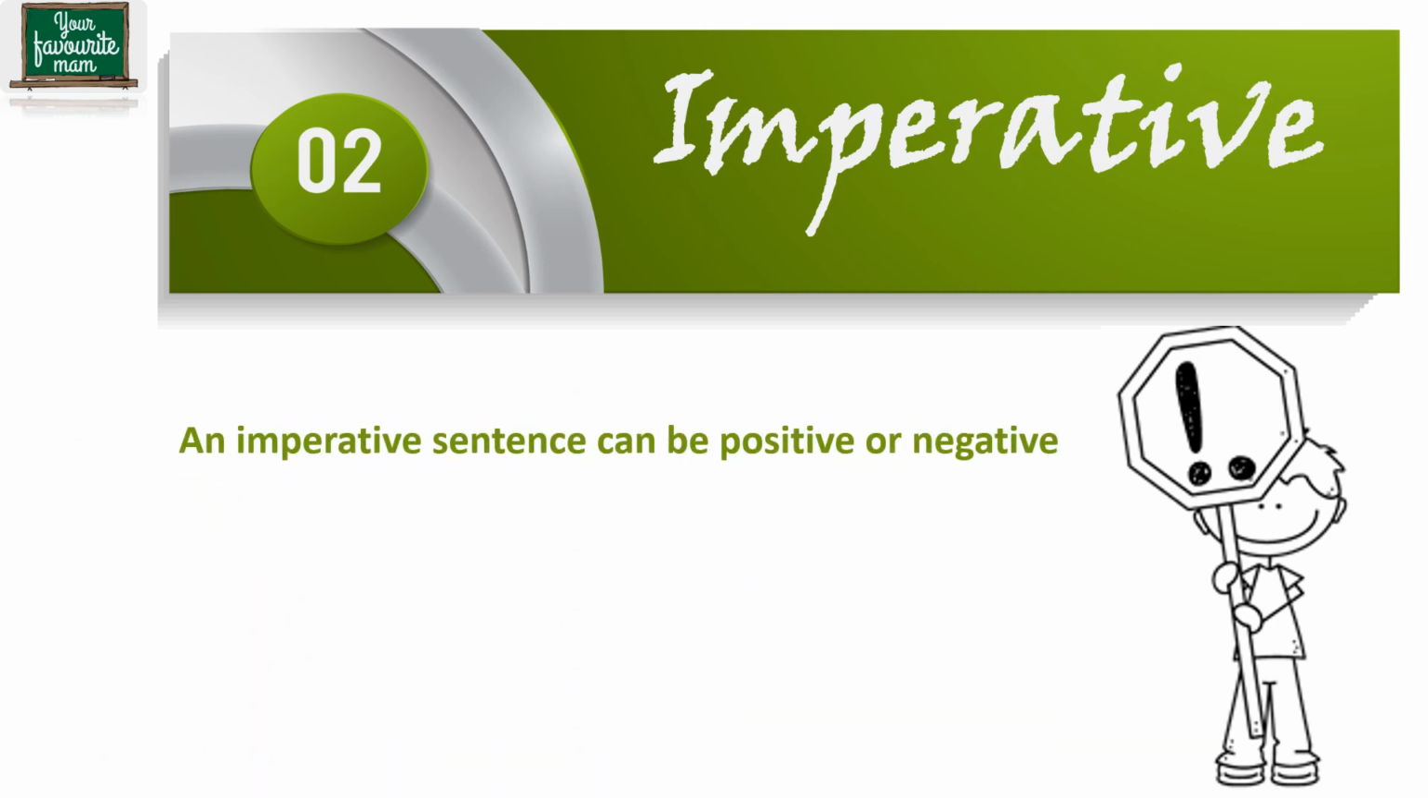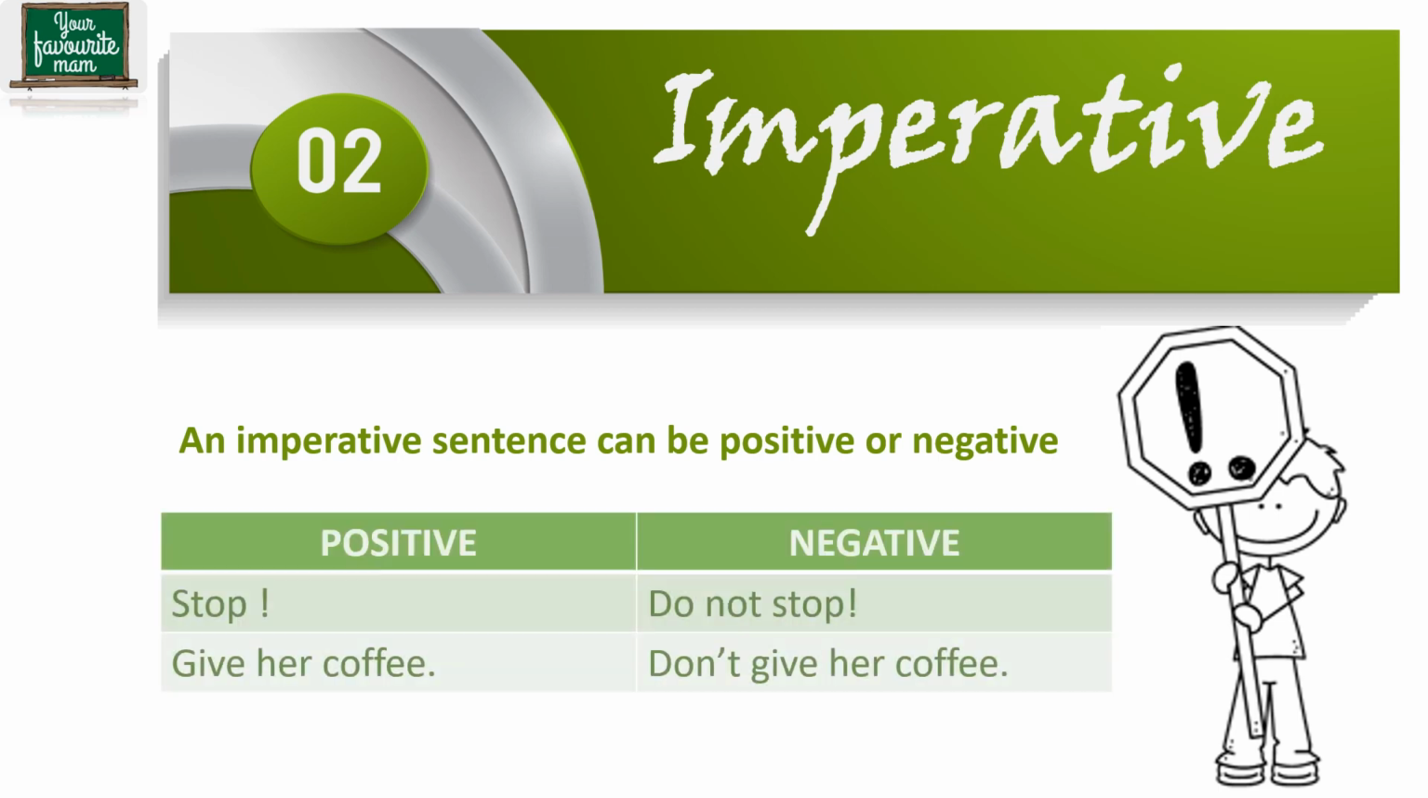and negative sentences. Let's look at some examples. An example of positive imperative sentence is stop, while a negative imperative sentence is do not stop. Similarly, a positive will be give her coffee and a negative imperative sentence will be don't give her coffee.